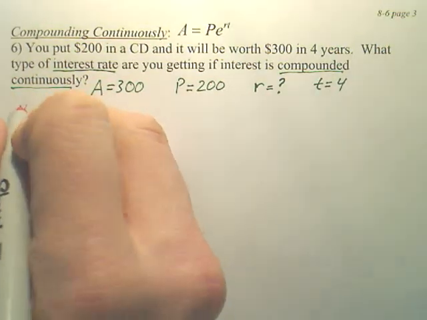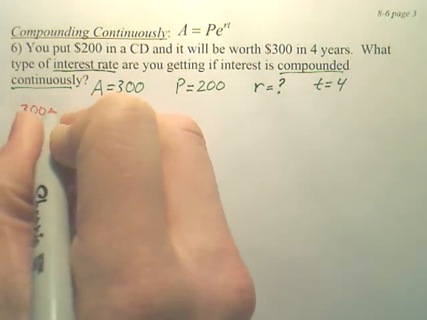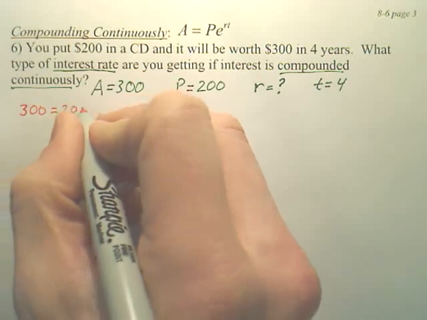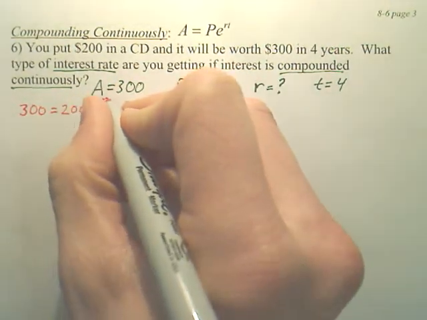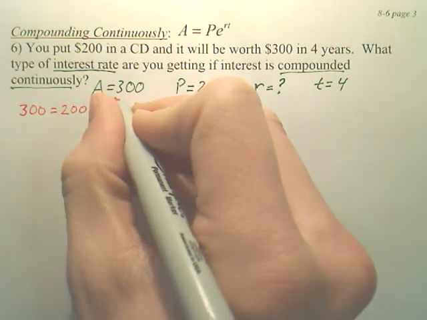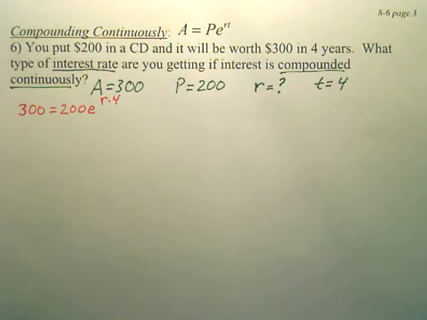Now, I'm going to set up an equation. A is 300 equals P, which is 200, E, my rate is what I'm trying to find, my time is 4 years. I'm going to solve that for R. And you would need a calculator for this particular type of problem.